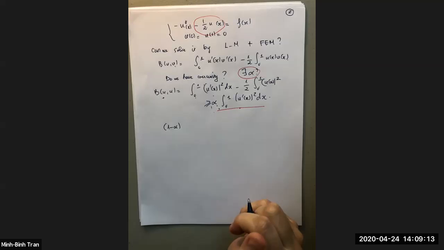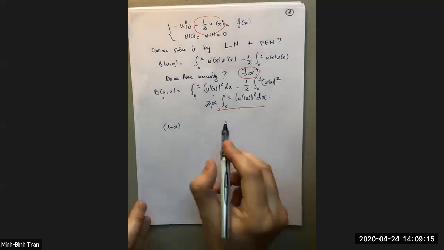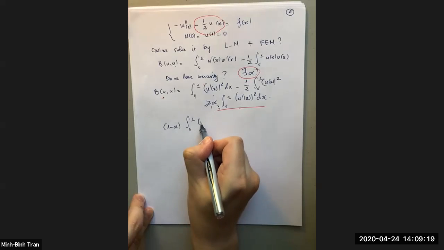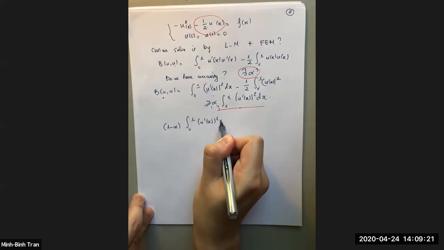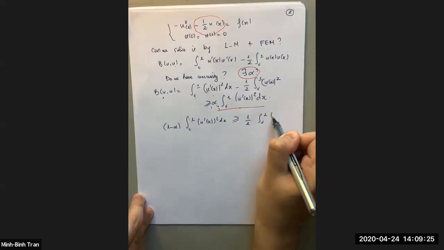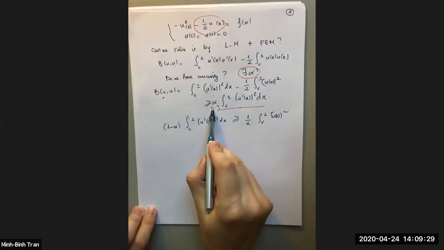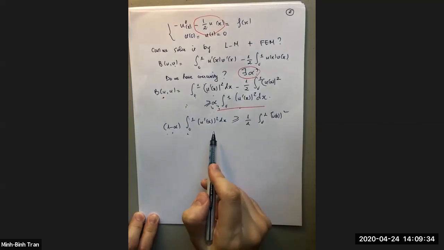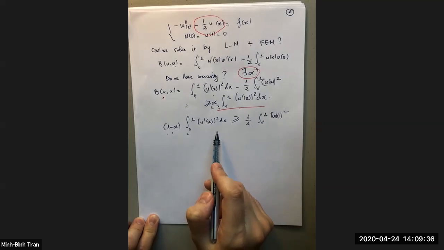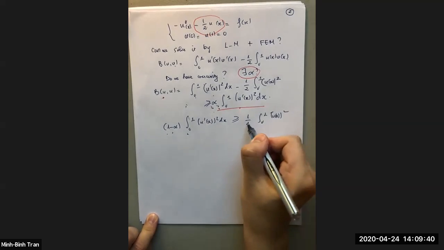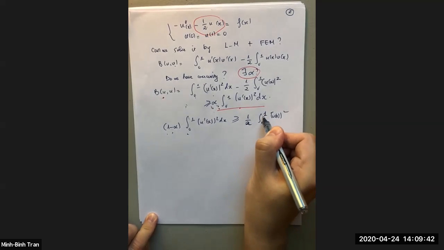Yes, that is a very good answer. To see this, you want to throw this alpha to the left-hand side. You're going to have (1 minus alpha) times the integral from 0 to 1 of u prime x squared dx is bigger than 1 half of the integral from 0 to 1 of u x squared.